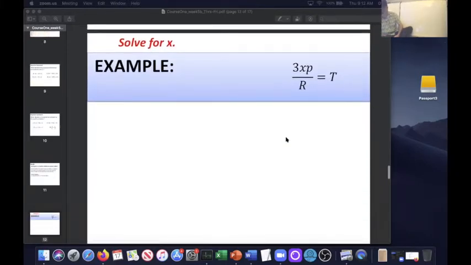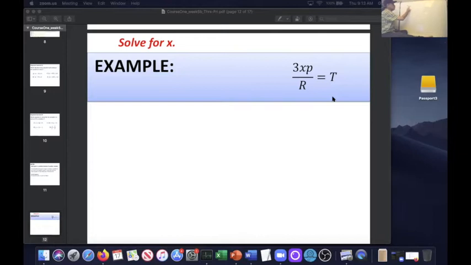Okay, so looking at this, we want to solve for x. Now I just said solve for x. That's a shortcut of saying solve for x in terms of the other variables and numbers. So in this case, solving for x in terms of p, r, and t. And the number 3 is going to be on the other side.